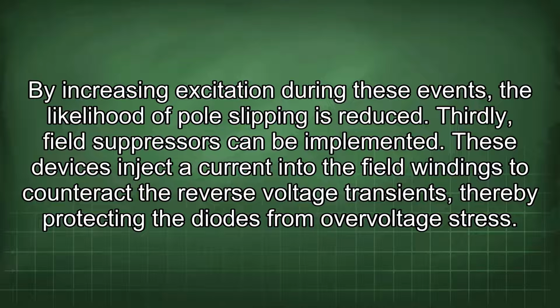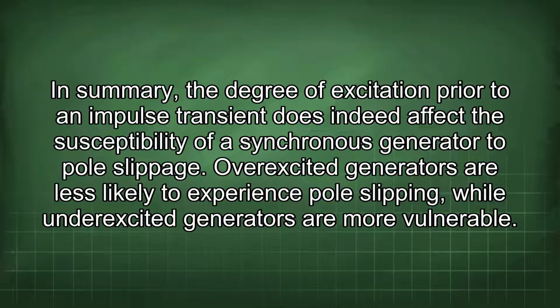Thirdly, field suppressors can be implemented. These devices inject a current into the field windings to counteract the reverse voltage transients, thereby protecting the diodes from overvoltage stress. In summary, the degree of excitation prior to an impulse transient does indeed affect the susceptibility of a synchronous generator to pole slippage. Overexcited generators are less likely to experience pole slipping, while underexcited generators are more vulnerable.